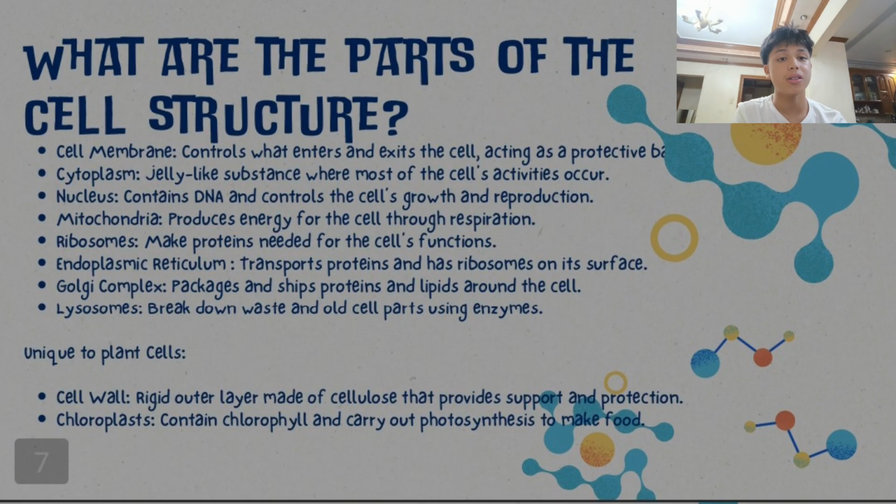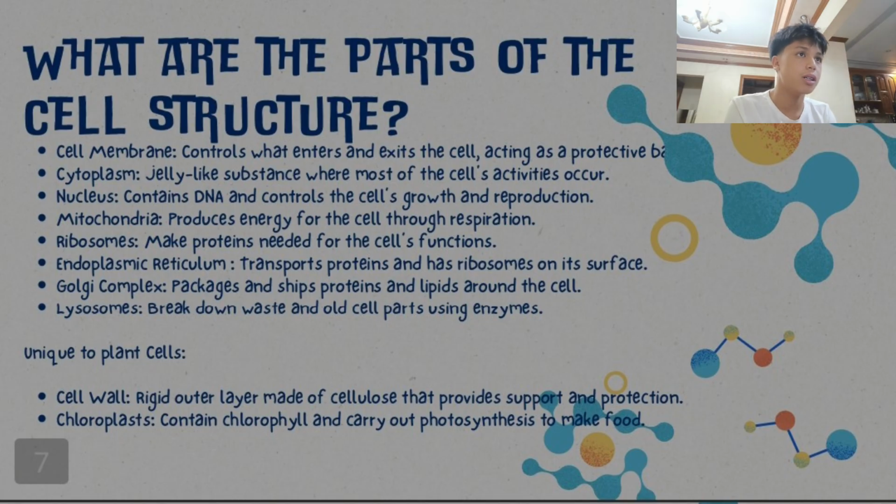Then we have the parts of the cell structure. First is the cell membrane. This controls what enters and exits the cell, acting as a protective barrier. Next is the cytoplasm. This is a jelly-like substance where most of the cell activities occur. Next is the nucleus. This contains DNA and controls the cell's growth and reproduction.